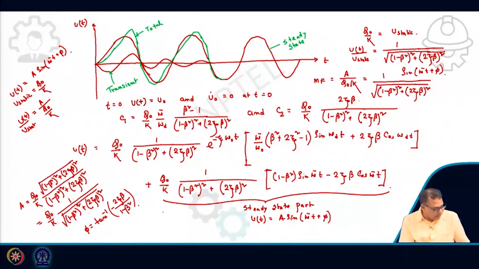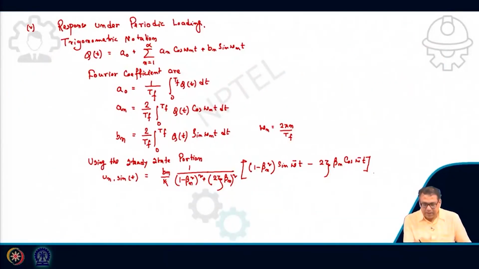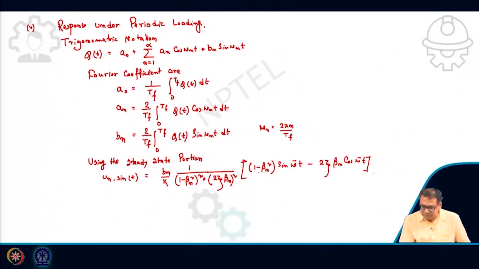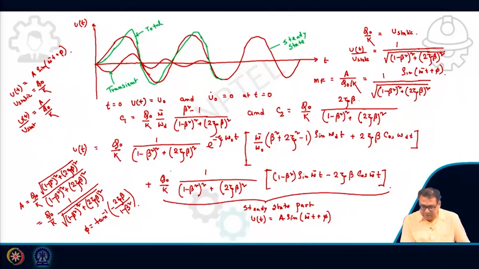You can see there I can put bn by k, here q0 by k divided into an plus bn. So I am writing now the sin t part: bn by k, then the term 1 minus beta squared whole squared plus (2 damping ratio beta) whole squared, then the part (1 minus beta squared) sin omega bar t minus 2 damping ratio beta cos omega bar t. This way I am writing only this steady state portion of the equation.